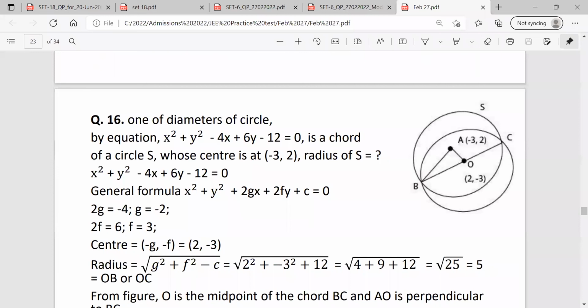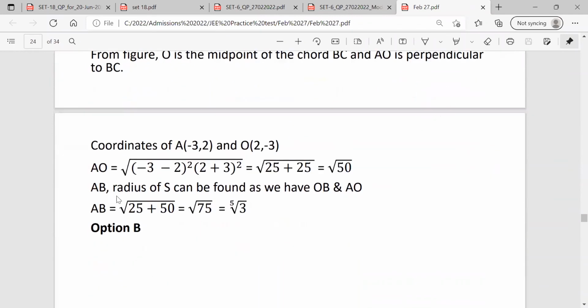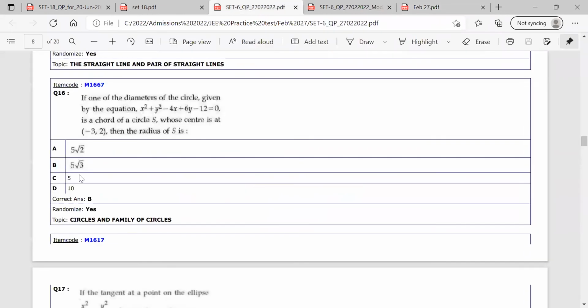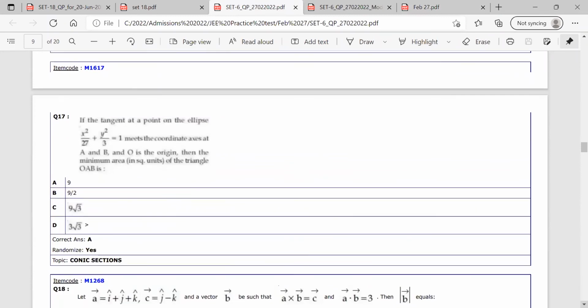So once we have these two values, we can easily find AB. How will we find AB? AB becomes root of OA square plus OB square. So it's root 25 plus root 50, it's root 75. We can rewrite root 75 as 5 root 3. So the value is 5 root 3. Checking among the options, we can find the value 5 root 3. That is option B. So I think this question is clear.